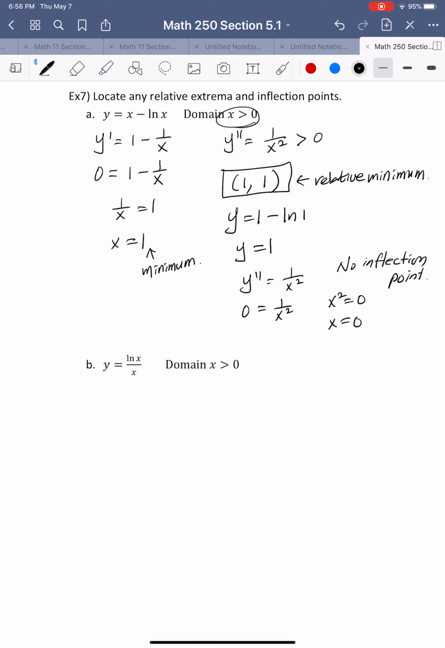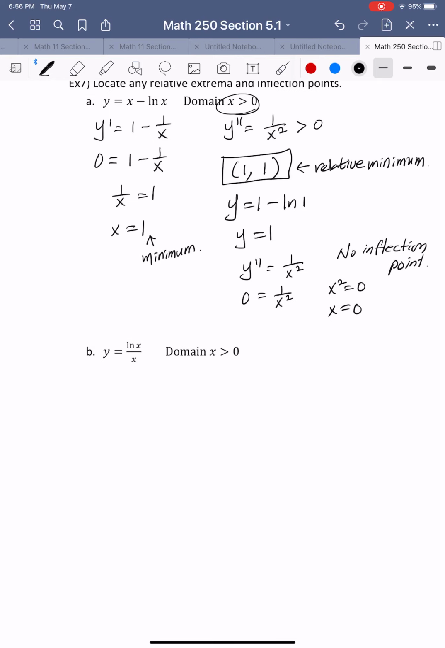Alright, then the last one. Okay, y equals ln x over x. So y prime, use a quotient rule. So you've got x squared in the denominator, and x times 1 over x, subtract the ln x. And then set equal to 0, which is (1 minus ln x) over x squared. So x must be e.